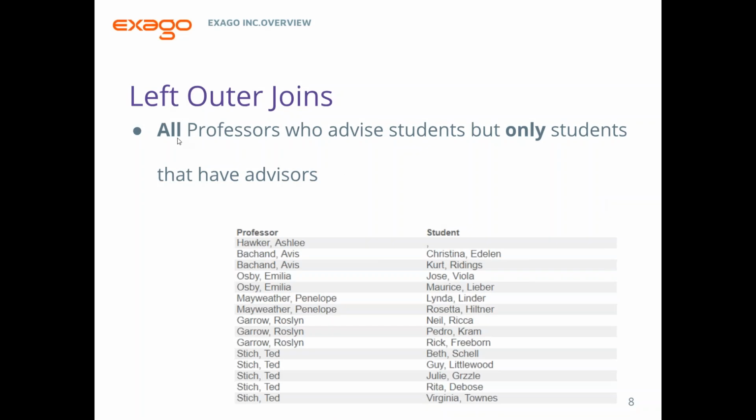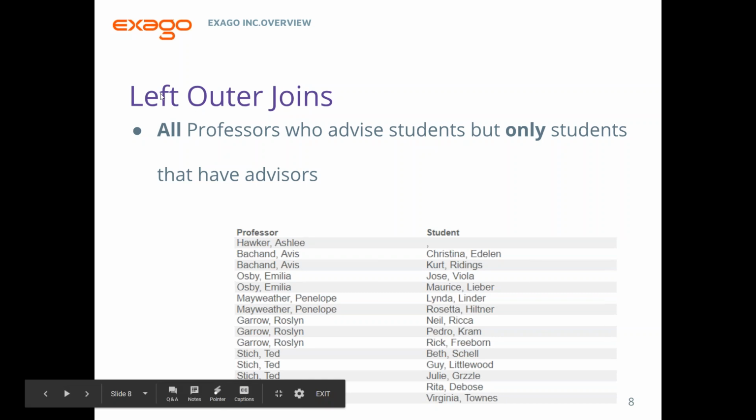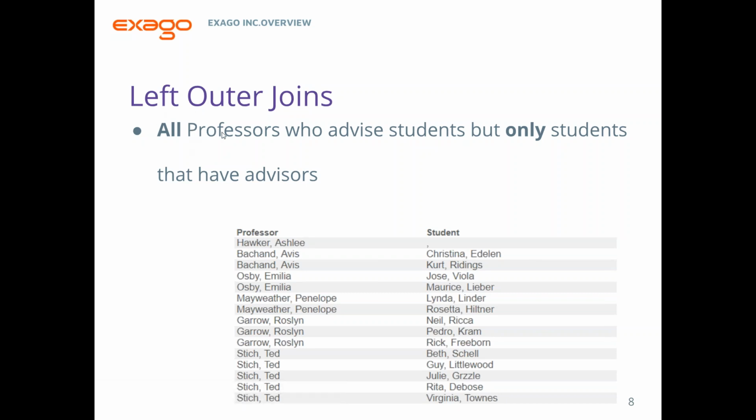So a left outer join is when you include all the professors. So for example, in this case, Professor Hawker doesn't advise any students, but we still want to include that in our data set. So that's a left outer join, and we say left because if you think of going from professors to students, we're including the professors, so that's the left side of that join. We're including all professors.